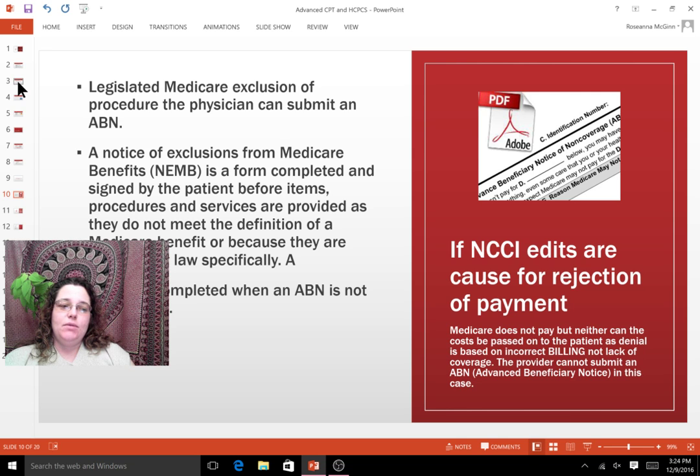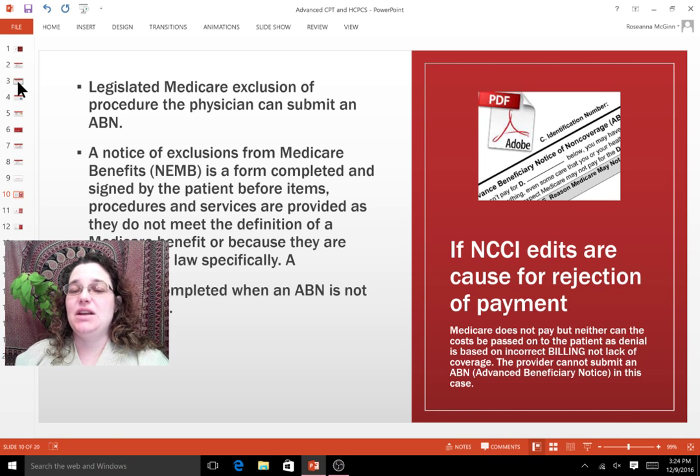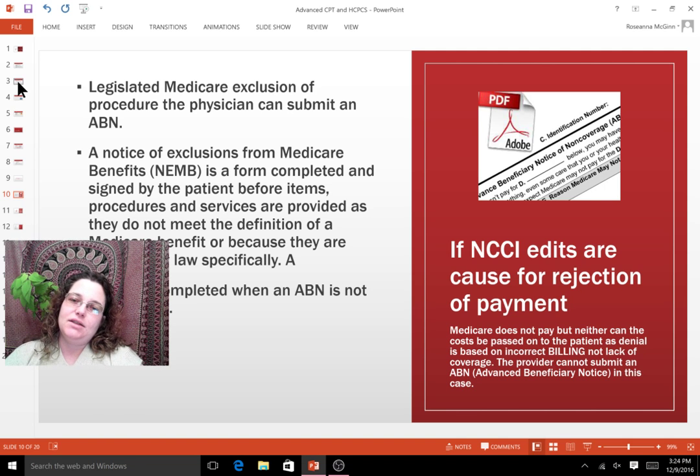NEMB, which is Medicare Notice of Exclusion for Medicare Benefits, is completed when an ABN is not appropriate. So here's a list of things that Medicaid and Medicare don't cover, these services. But your service is covered, so we're good. But these ones are excluded by law, okay? And we won't even submit that to them because you will pay.